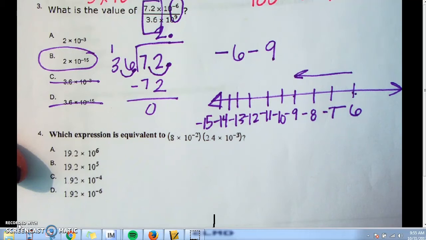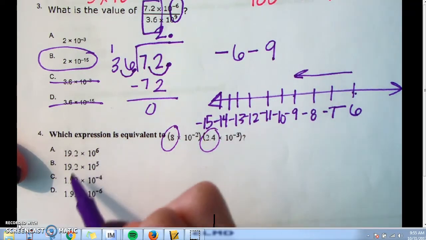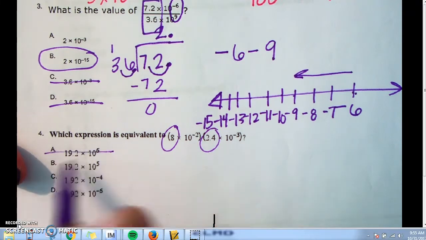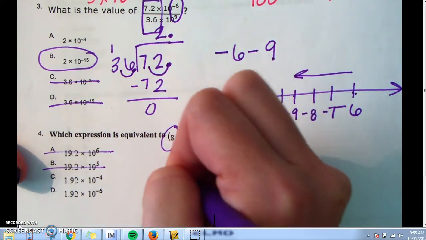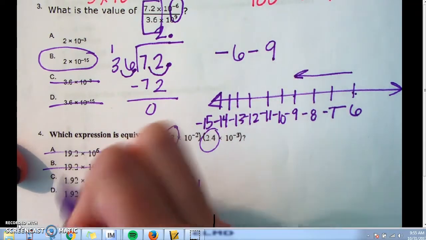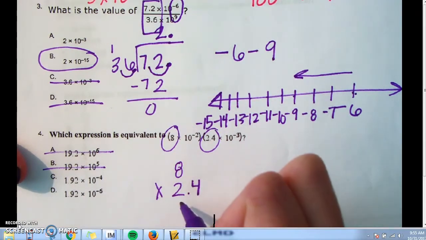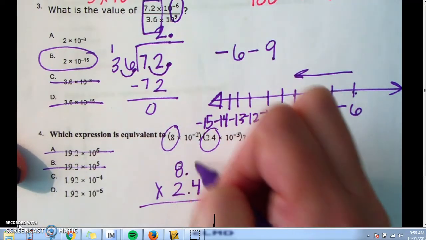Which expression is equivalent to 8 times 10 to the negative second power times 2.4 times 10 to the negative third power? We're multiplying. So remember, first thing we do is multiply the numbers. Now, if I look at my answer choices, I can instantly cross out A and B because those are not in correct scientific notation. So I don't actually have to do the multiplying here because my answer choices tell me that 8 times 2.4, oh, you know what? I bet 8 times 2.4 is 19.2, right?